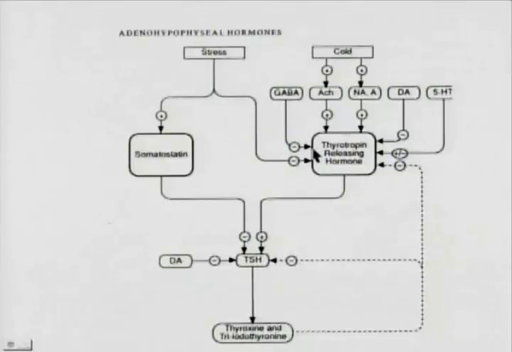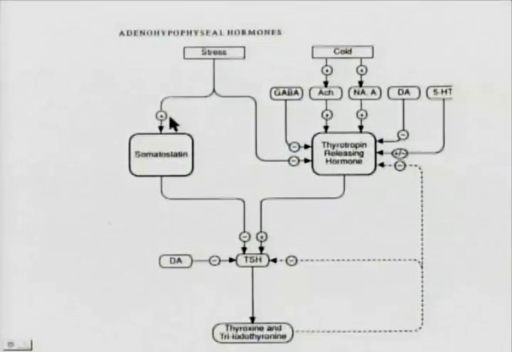GABA, of course, is a major brake on this. Stress will inhibit through mechanisms not indicated here. The neurotransmitter is not identified by the authors. Cold also activates norepi and epi, and those transsynaptically will activate TRH neurons. Dopamine is inhibiting, and serotonin has both positive and negative effects on these, indicating a neuromodulatory role there.